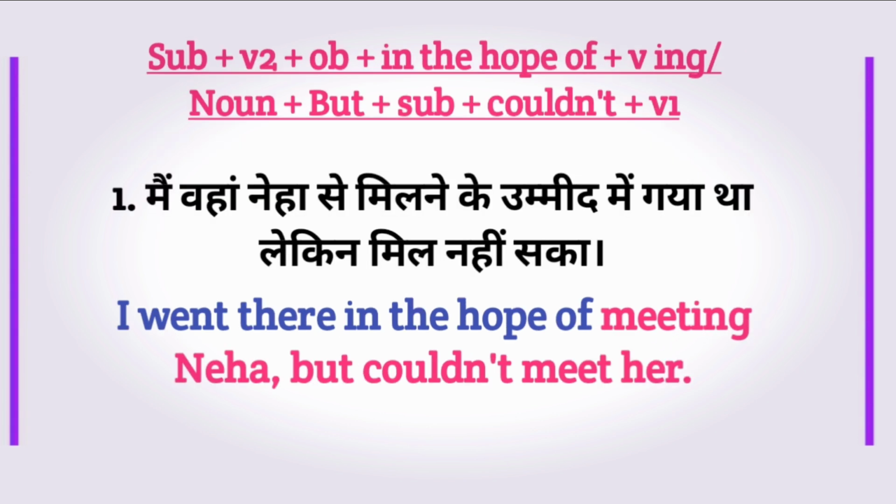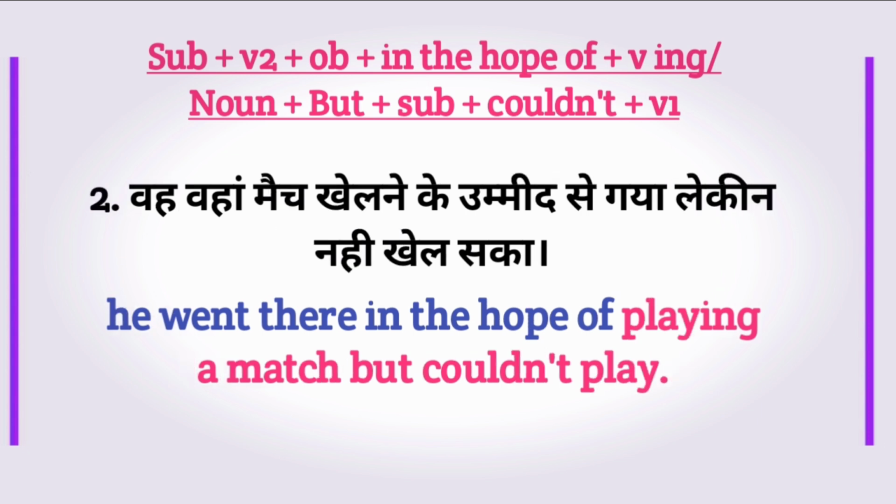Okay, all right. The next structure would be subject, verb की second form plus object in the hope of verb में ing plus noun, but subject couldn't verb की first form. Let's see some examples here. मैं वहाँ नेहा से मिलने की उम्मीद में गया था लेकिन मिल नहीं सका. I went there in the hope of meeting Neha but couldn't meet her. वह वहाँ मैच खेलने की उम्मीद से गया लेकिन नहीं खेल सका. He went there in the hope of playing a match but couldn't play.